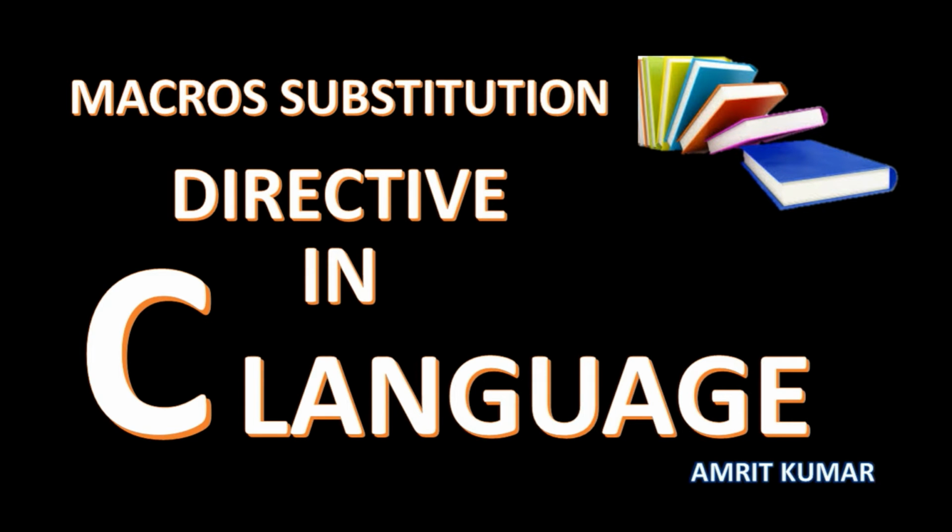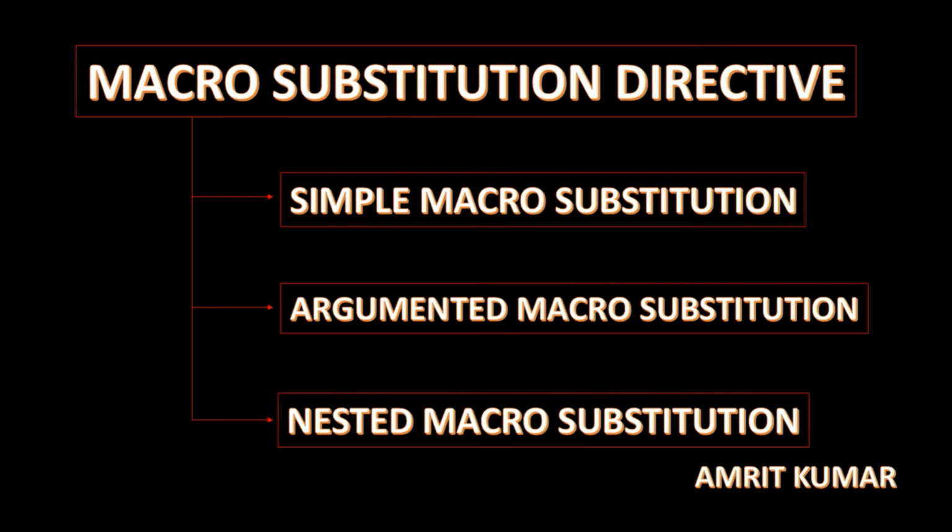Macro substitution directive in C language. The macro substitution directive is further classified into three categories: simple macro substitution, argumented macro substitution and nested macro substitution. Today we will learn about the simple macro substitution. So let's look at the simple macro substitution.